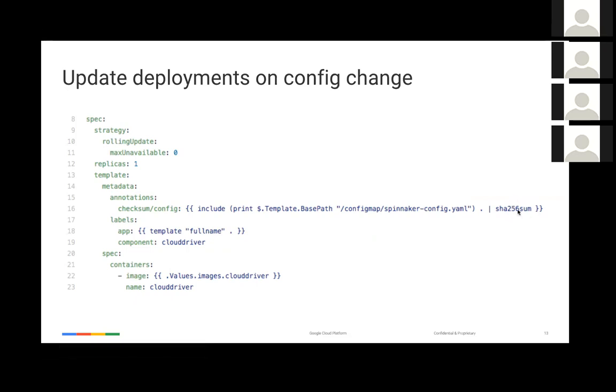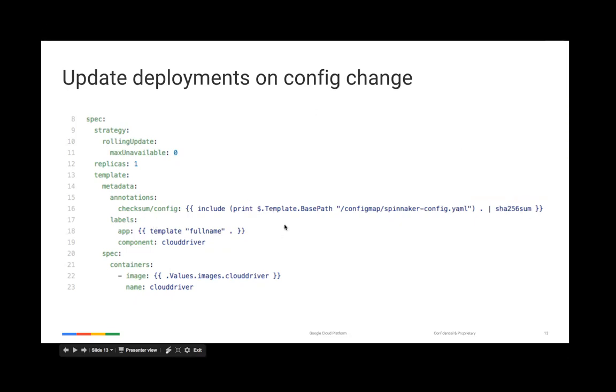And that'll basically run your config file, which in my case is a config map called spinnaker-config.yaml, through a SHA-256 sum, which will add that as an annotation. And then every time you update the config and reinstall using Helm, it's going to update that annotation with a new SHA sum.